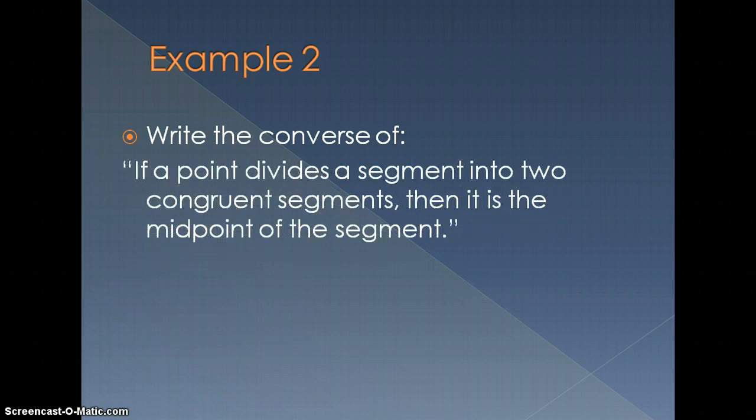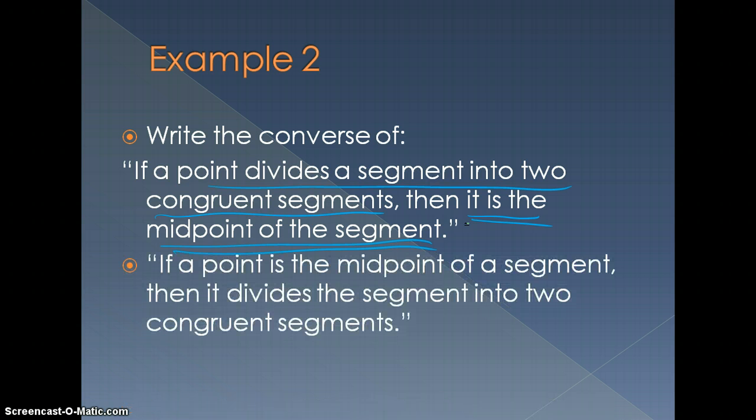Write the converse of: if a point divides a segment into 2 congruent segments, then it is the midpoint of the segment. So we've got 2 phrases, essentially. We've got the point dividing a segment into 2 congruent segments, as well as it is the midpoint of the segment. So the converse of this, we're going to, again, flip-flop those 2 parts. So if a point is the midpoint of a segment, then it divides the segment into 2 congruent segments.